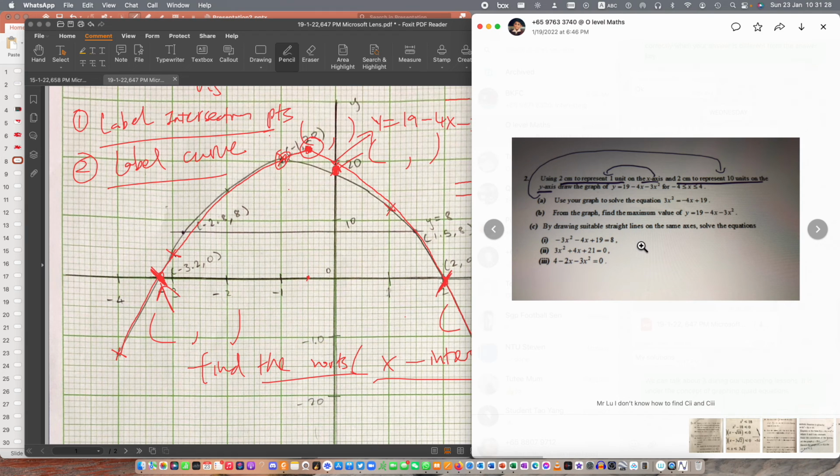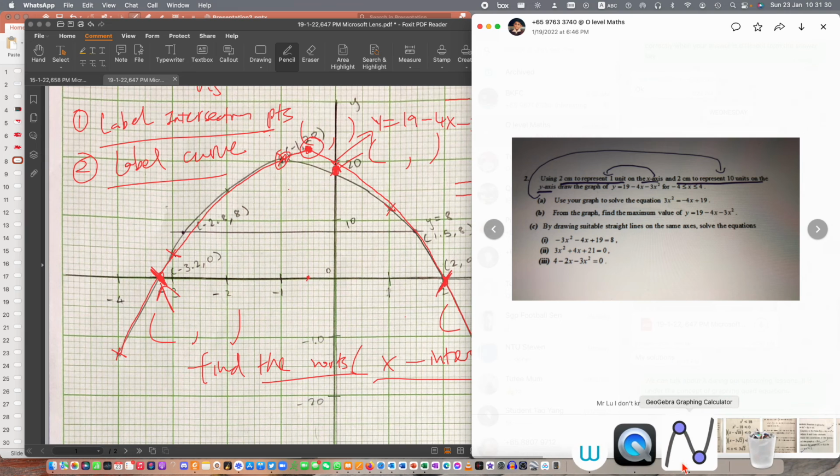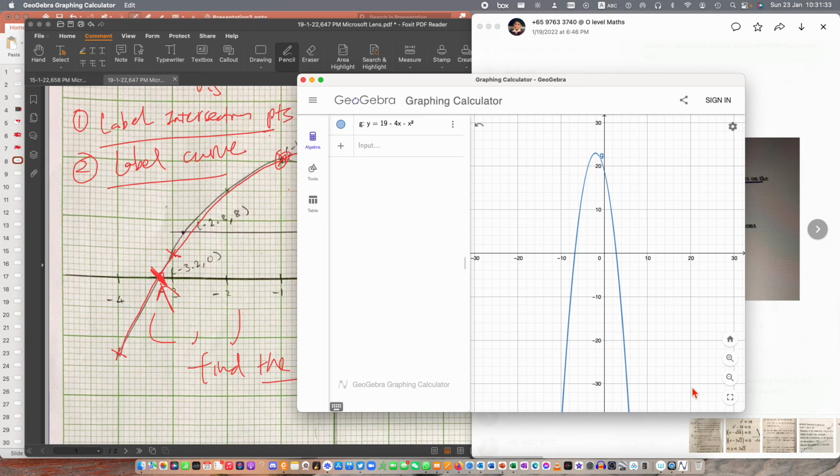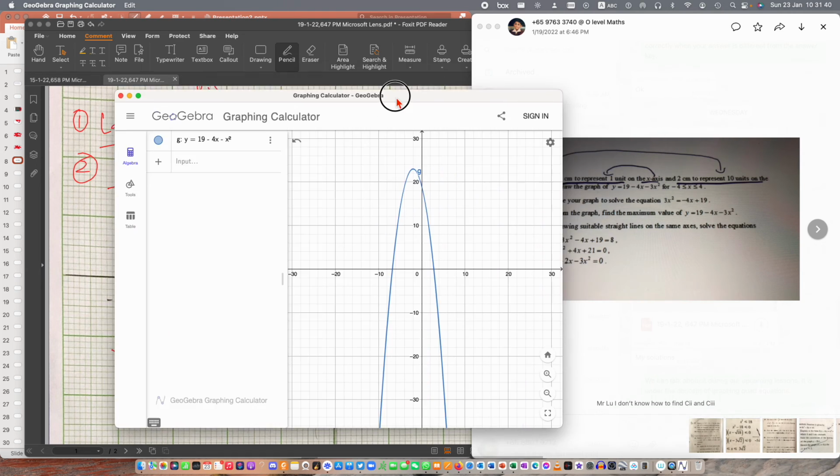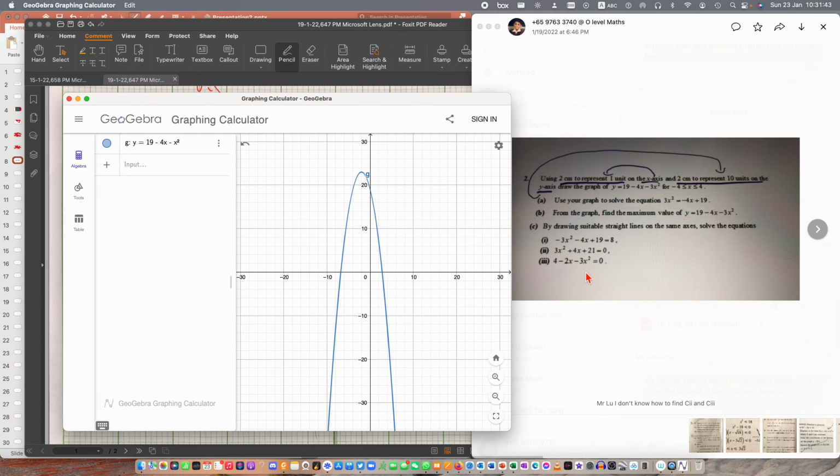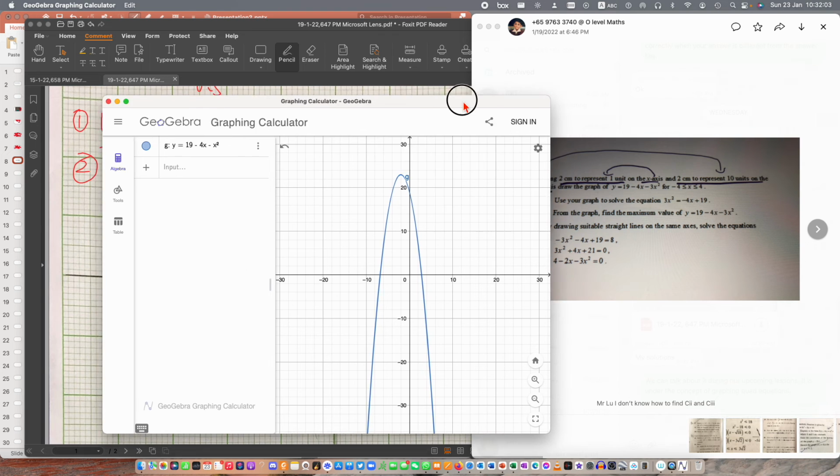The next part is by drawing a suitable straight line. This is the part that I explained just now. You already have this curve up. That means they want you to make use of this curve to solve part C. So what I'm trying to say is, this is fixed already. You need to solve part C based on this drawn graph. Can you see what's the difference between them?